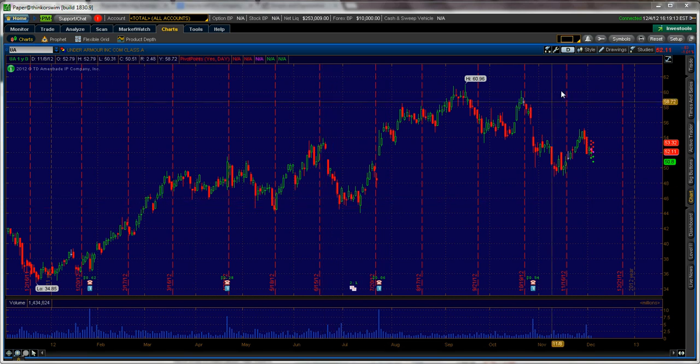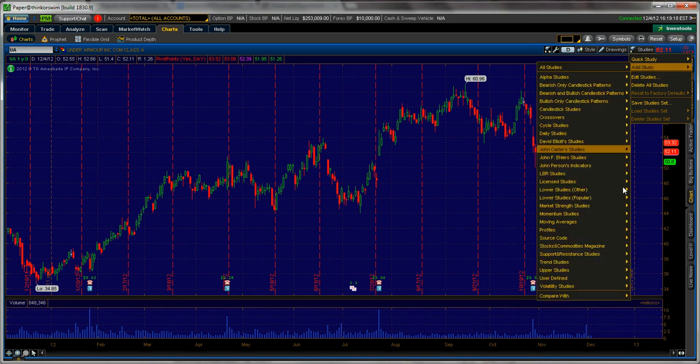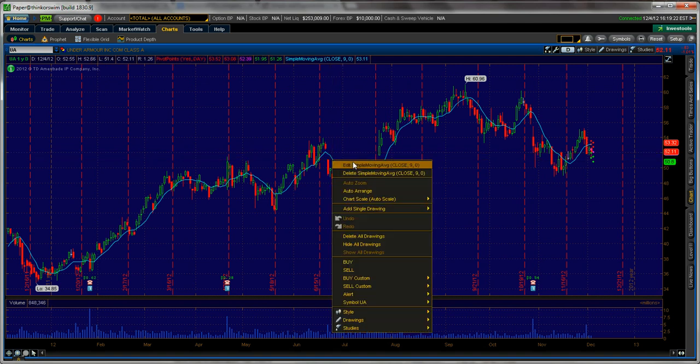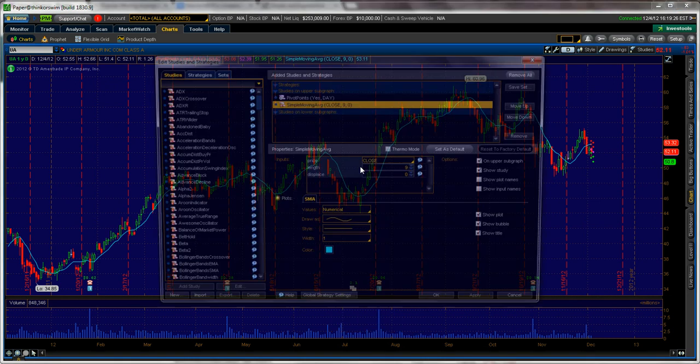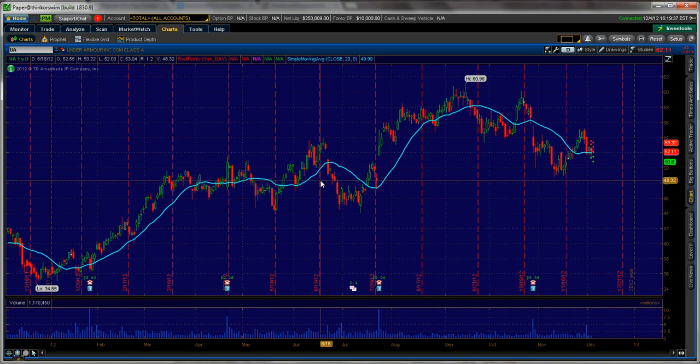Alright, first we're going to look at the 20-day simple moving average. So what I'm going to do is go to Add Study, Moving Averages, right here, Simple Moving Average. Now, the default in my Thinkorswim application is a 9-day look back period, so I'm going to go in and just change that to 20. Also make this line a little easier to see. Blue's a good color. Okay, so here we go.